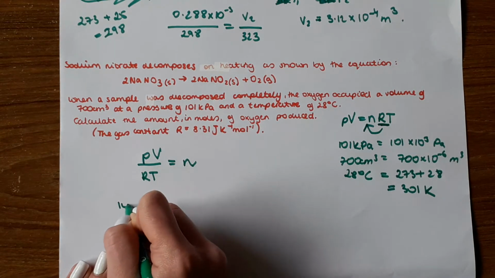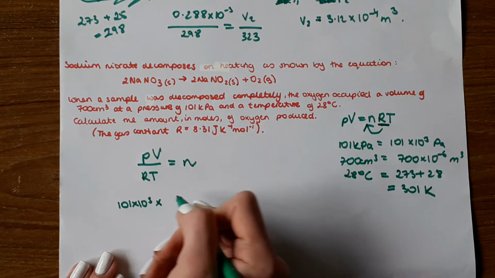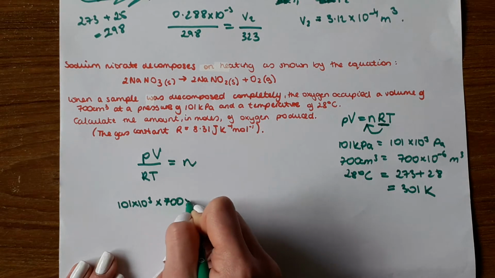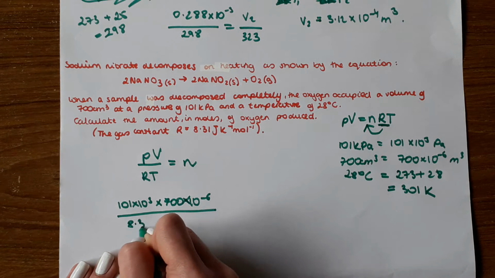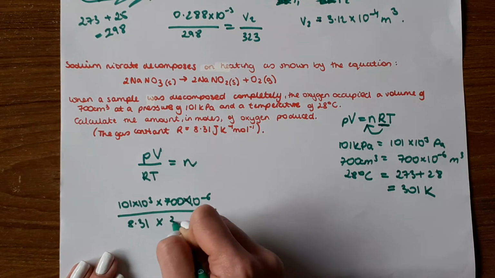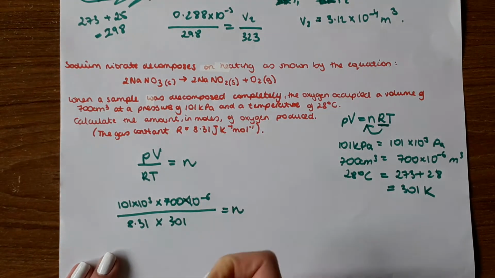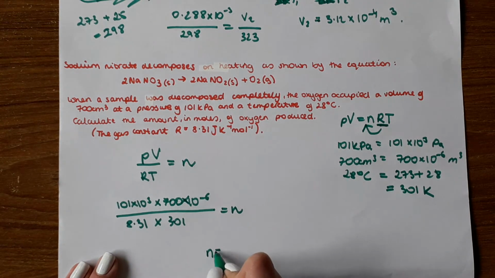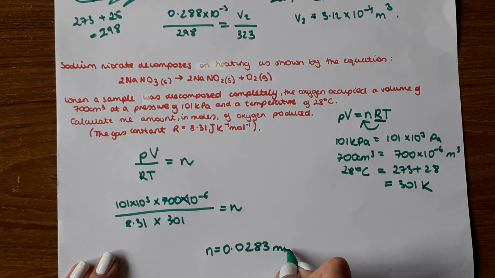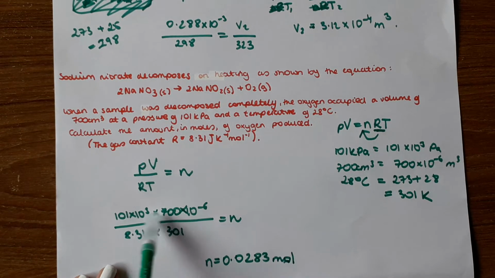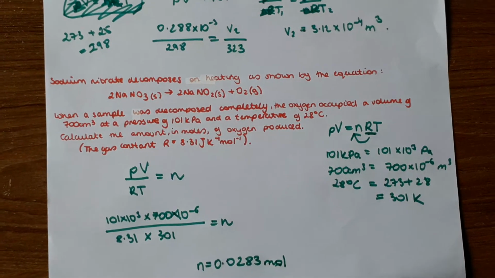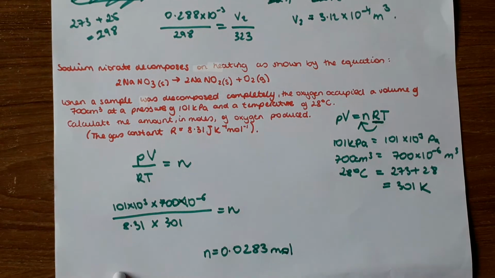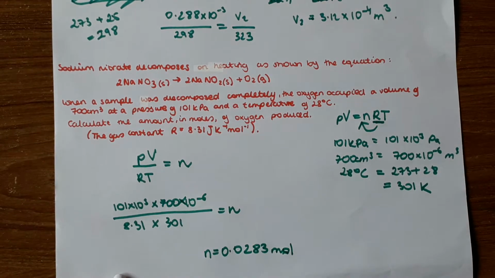Pressure, 101 times 10 to the 3. Just put in the numbers now. 700 times 10 to the minus 6 over R, which is 8.31, our constant, times temperature, 301, equals n. Nothing easier, just put this in the calculator and you get 0.0283 moles. Remember not to make mistakes when writing this down. Try to write it if you have time in the exam. Try to type it twice in your calculator to make sure the answer you get is correct.